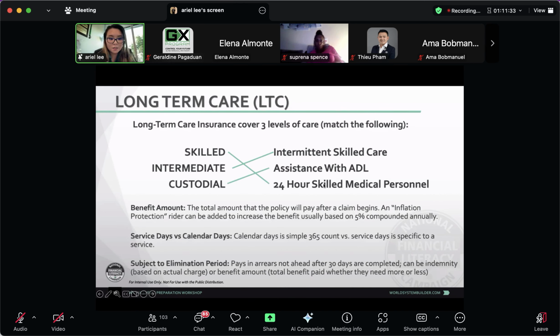So there are different types of benefit amounts, the total benefit amounts that will be paid after the claim. We also have benefit riders that you can usually add to a life insurance policy. That's also something that will be covered on the life side of the licensing prep. And then you also have service days versus calendar days. That's also something that's going to get tested on the exam. Calendar days are the 365 days, versus service days, which are very specific to when you start the claim. You are also subject to the elimination period, for example 30 days before pay starts, and benefits can be indemnity, based on the actual charge or your benefit amount, the total benefit that's paid, whether they need more or less.